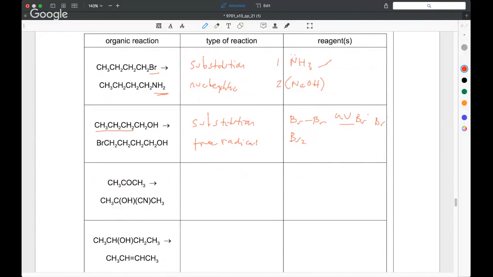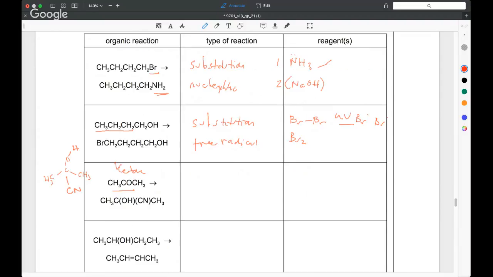Okay, what's happening here? You've got a propanone. This is a ketone here, isn't it? You've got that, haven't you? That's the ketone. And what's happening to it? Well, it's ending up with an alcohol group there and a nitrile group there. Okay, so that's not really substitution, is it? Because at the very least here, we've added a carbon atom. It's not substitution at all.